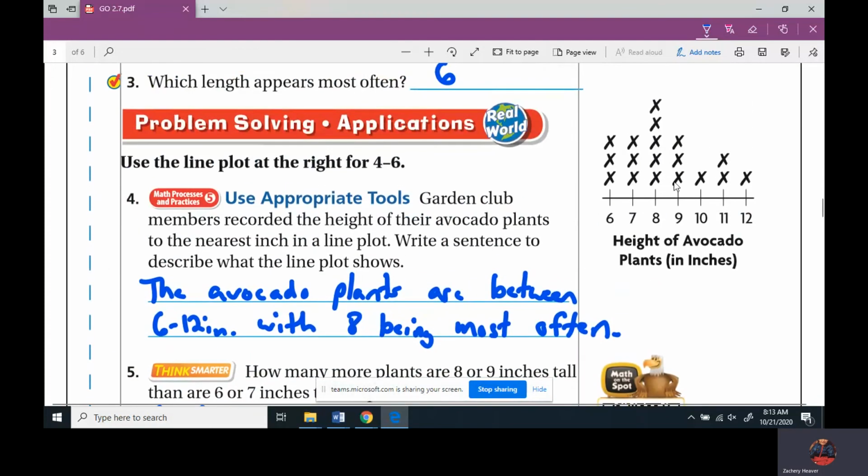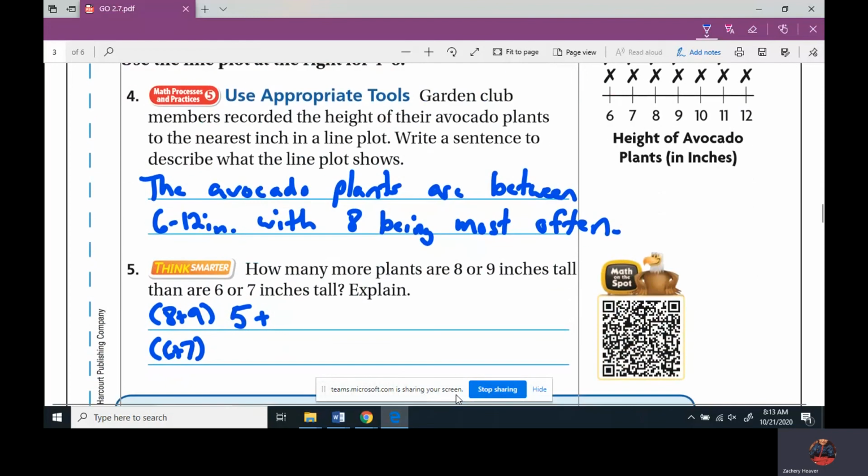Plus 9, which has 1, 2, 3. So 5 plus 3 equals 8. So there are 8 plants that are 8 or 9. And I'm not going to put a plus sign here because that might make you think you're going to add. I'm going to put a comma or a forward slash. So 8 and 9 is 5 plus 3.